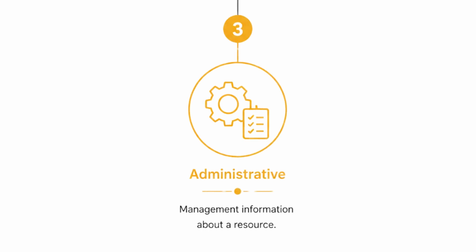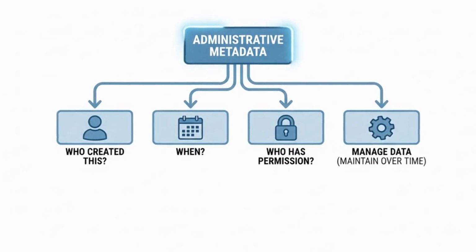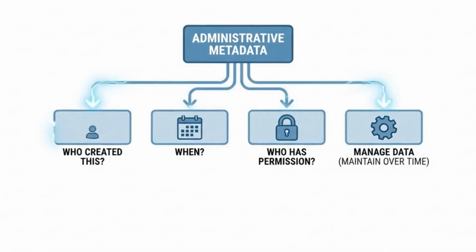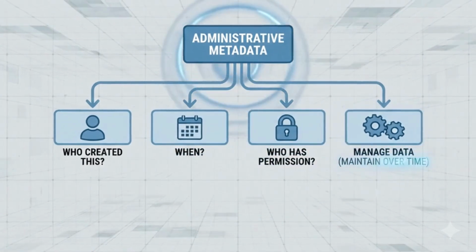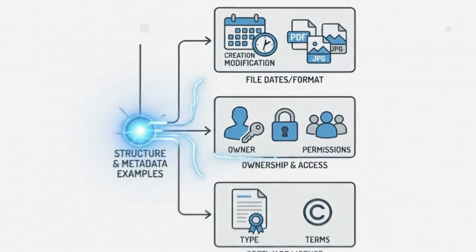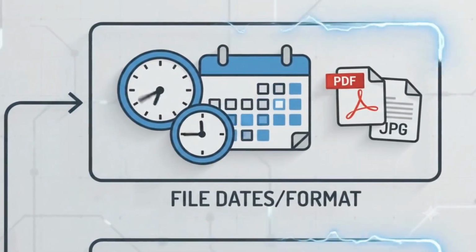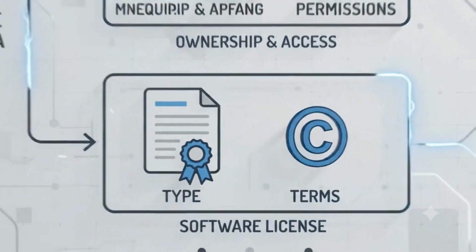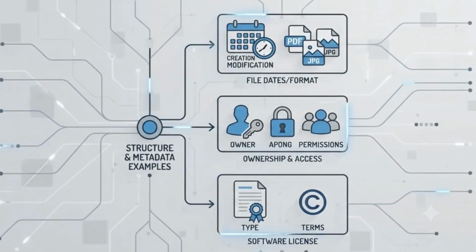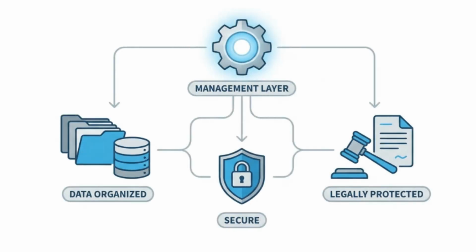Type 3. Administrative metadata. This type helps organizations manage and maintain their data over time. It answers questions like, who created this? When? Who has permission to access it? Examples. A file's creation date, modification date, and file format. Document ownership and access permissions. Software license information. Think of it as the behind-the-scenes management layer. It keeps data organized, secure, and legally protected.